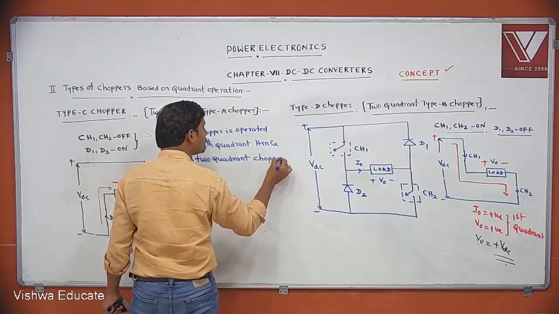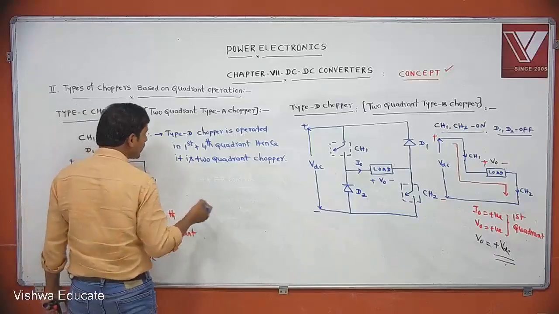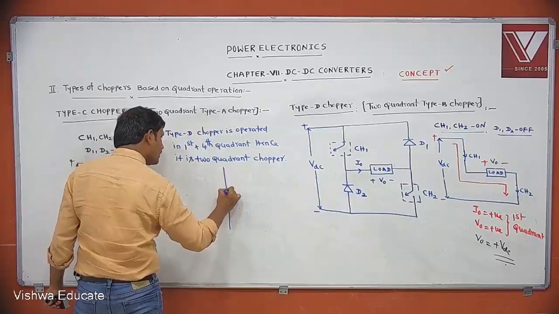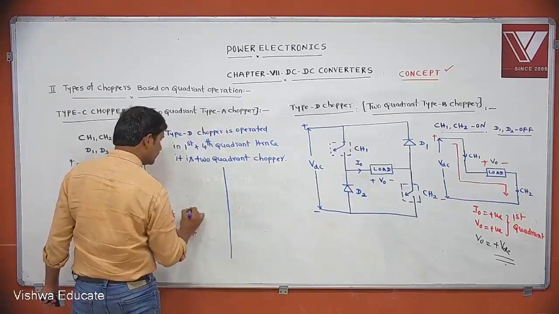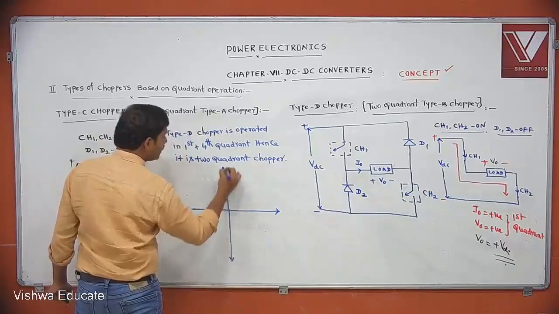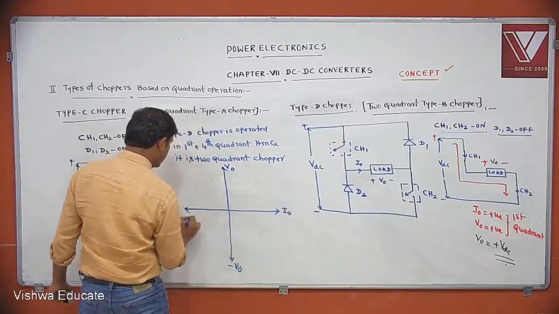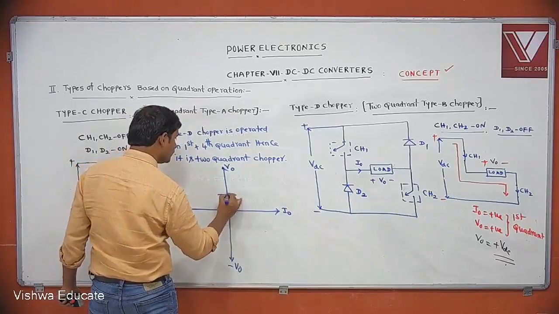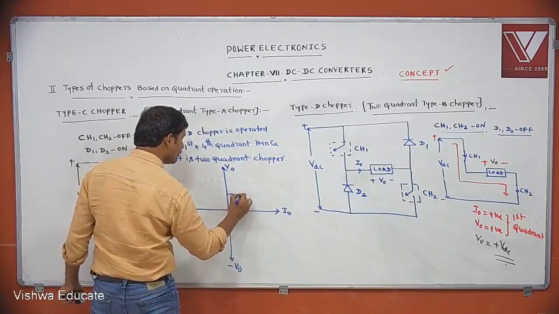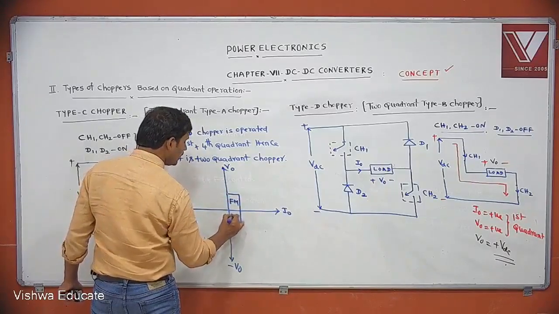Alternative names are also important, also already in some competitive exams. It is a two quadrant chopper. Okay. Then first and fourth quadrant means like this. This is the quadrant operation of type D chopper. This is V naught. This is minus V naught. This is I naught. This is minus I naught. It is operated in the first and fourth quadrant. In the first quadrant, forward motoring. This is reverse phase.